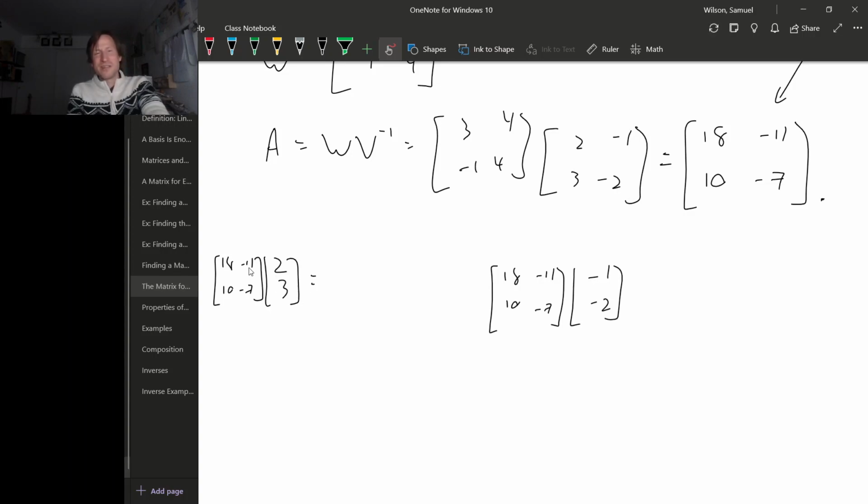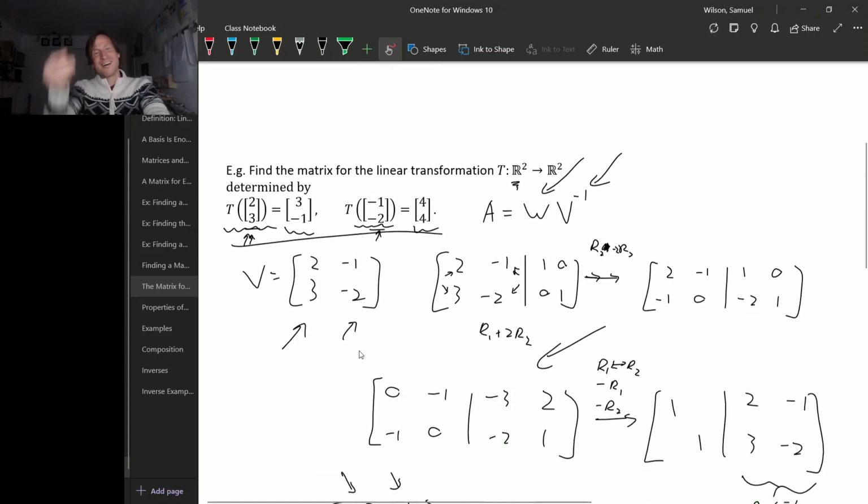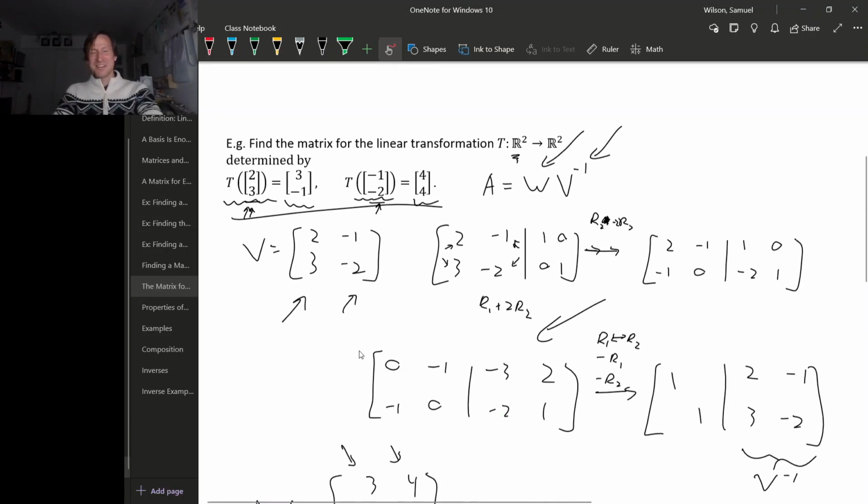So 18 times 2, that's 36 minus 33, so that's 3. And then 20 minus 21, that's minus 1. And then 18 plus 22, so that's 4. And then minus 10 plus 14, so that's 4. So I remember this one. Is this one right? 3, minus 1? Ah, yes, it worked. So what do you know? Math works, as long as you do your arithmetic correctly.